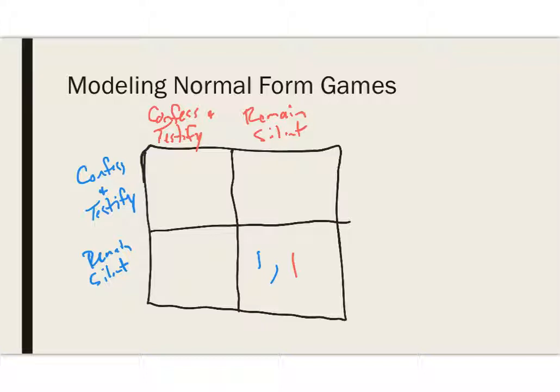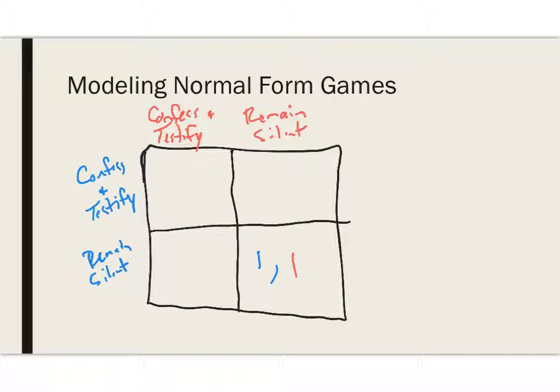Now, I'm color coding this, but the usual convention is the left-hand number is associated with the row player and the right-hand number is associated with the column player. So I'm color coding them, but that's the rule I'm following. Left is row, right is column.